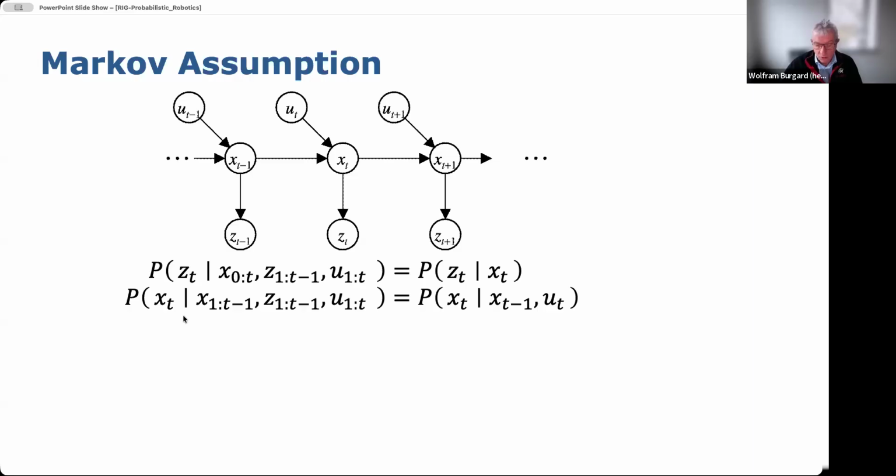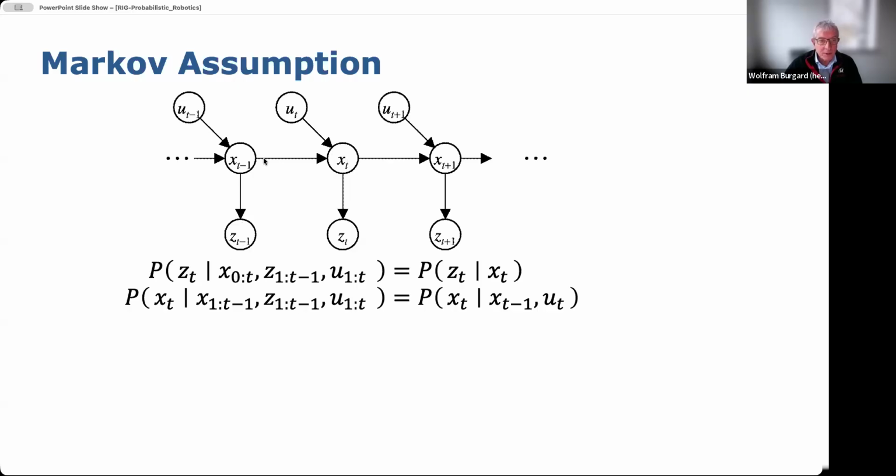It's equivalent to this conditional independence assumption that we saw just a few seconds ago on the previous slide. And then we will have another one, which is P of xt given x1 to t minus 1, z1 to t minus 1, and u1 to t. So this is basically this node over here, and then we have all the antichain to the left, the x's and the u's, including that one, and the z's from here on.